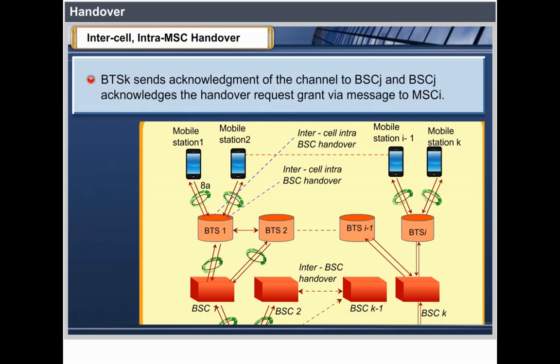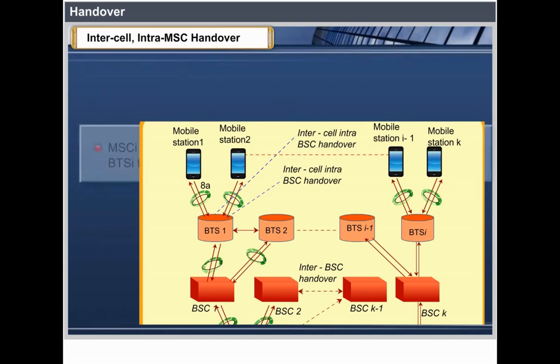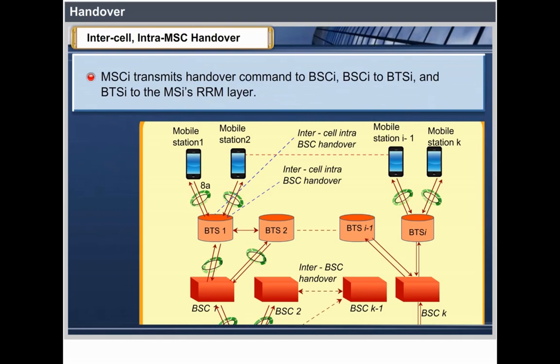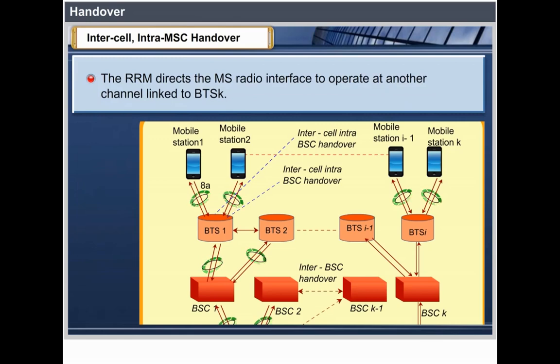BTSK sends acknowledgement of the channel to BSCJ and BSCJ acknowledges the handover request grant via message to MSEI. MSEI transmits handover command to BSEI, BSEI to BTSI and BTSI to the MSI's RRM layer. The RRM directs the MS radio interface to operate at another channel linked to BTSK.